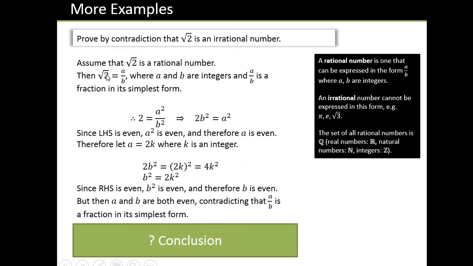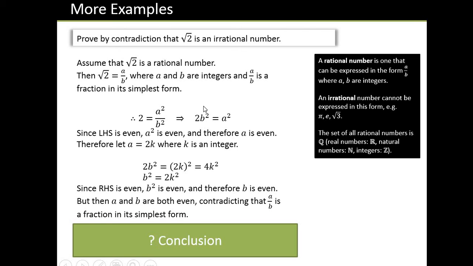So let's have a look. When we square both sides, we'll get 2 equals a squared over b squared, which you can rearrange. You could times both sides by b squared. We'll get 2b squared equals a squared. Well, let's have a think what that means.